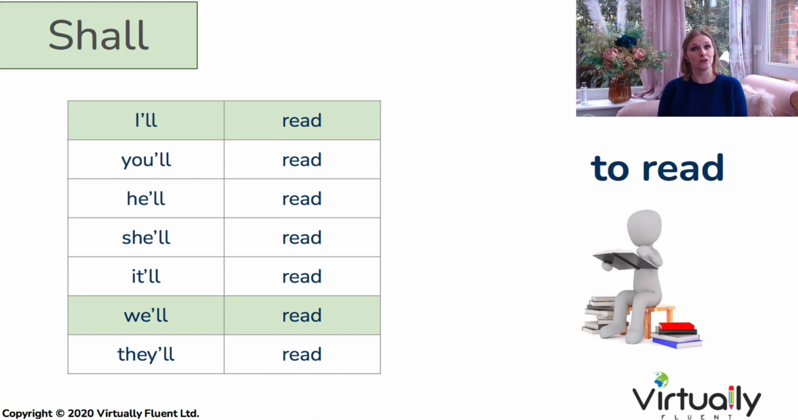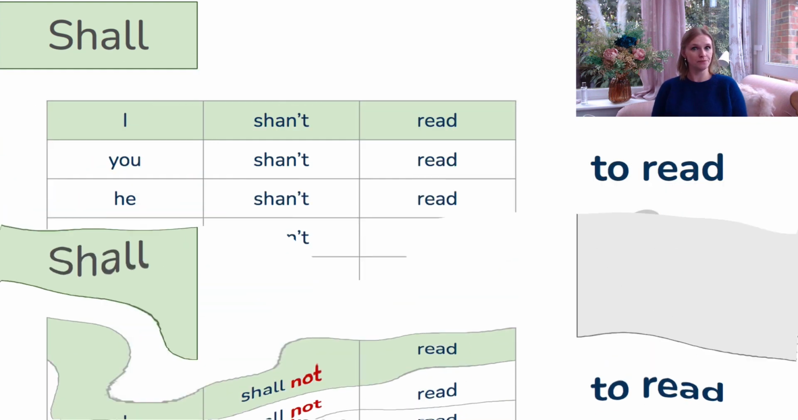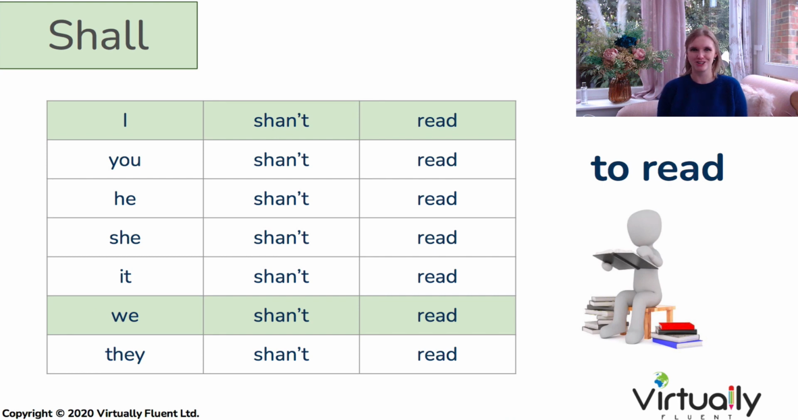Again, shall can be contracted, and this is where it gets a little bit tricky because both shall and will are contracted in exactly the same way. I'll, we'll, they'll. As a negative form, we just insert that word not, shall not. And shall not can also be contracted into shan't with a nice long R sound. I shan't read, we shan't read.